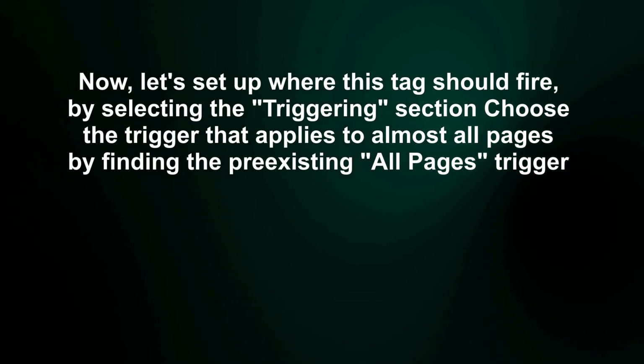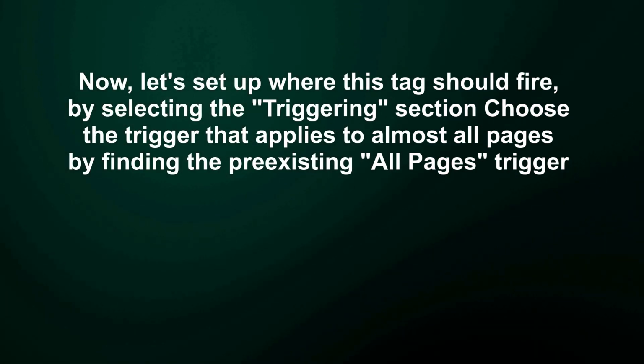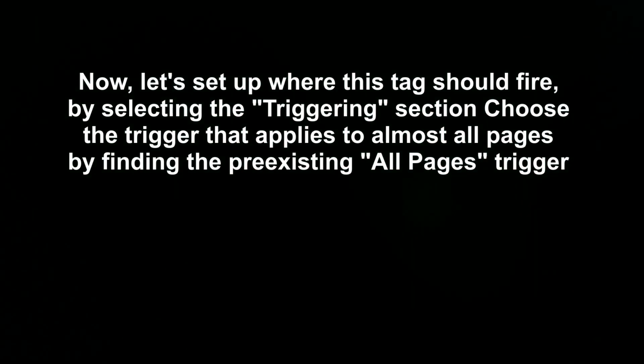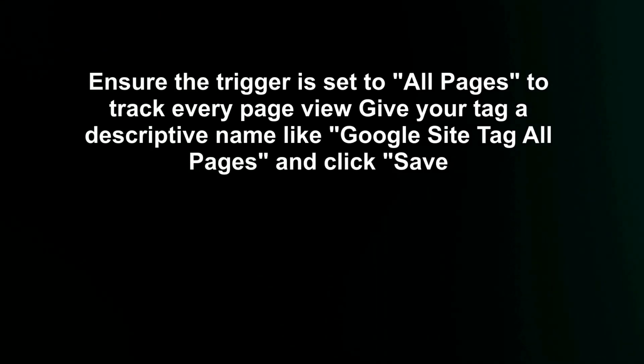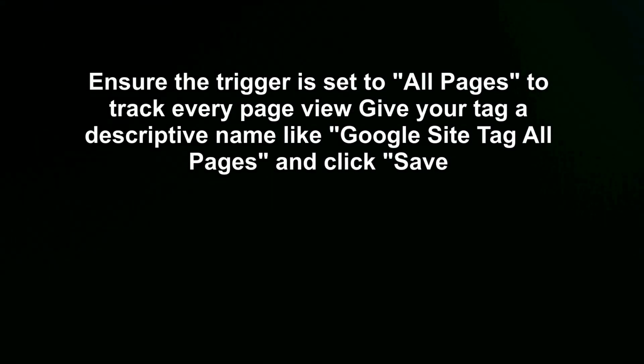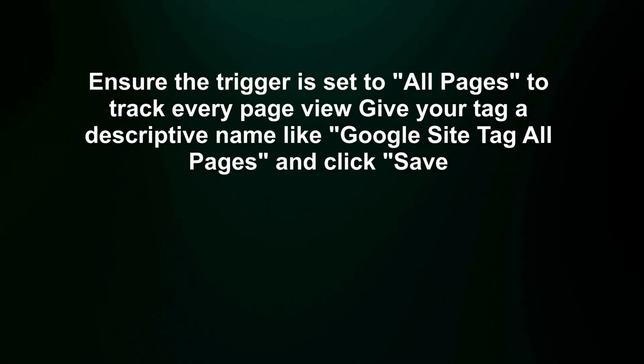Now, let's set up where this tag should fire. By selecting the triggering section, choose the trigger that applies to almost all pages by finding the pre-existing All Pages trigger. Ensure the trigger is set to All Pages to track every page. Give your tag a descriptive name like Google Site Tag All Pages and click Save.